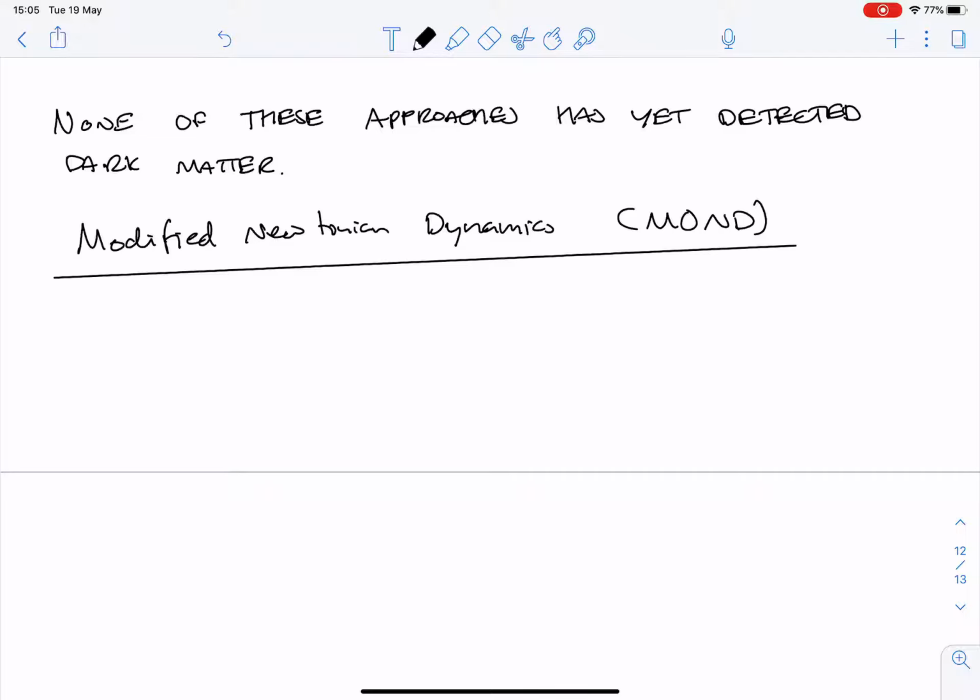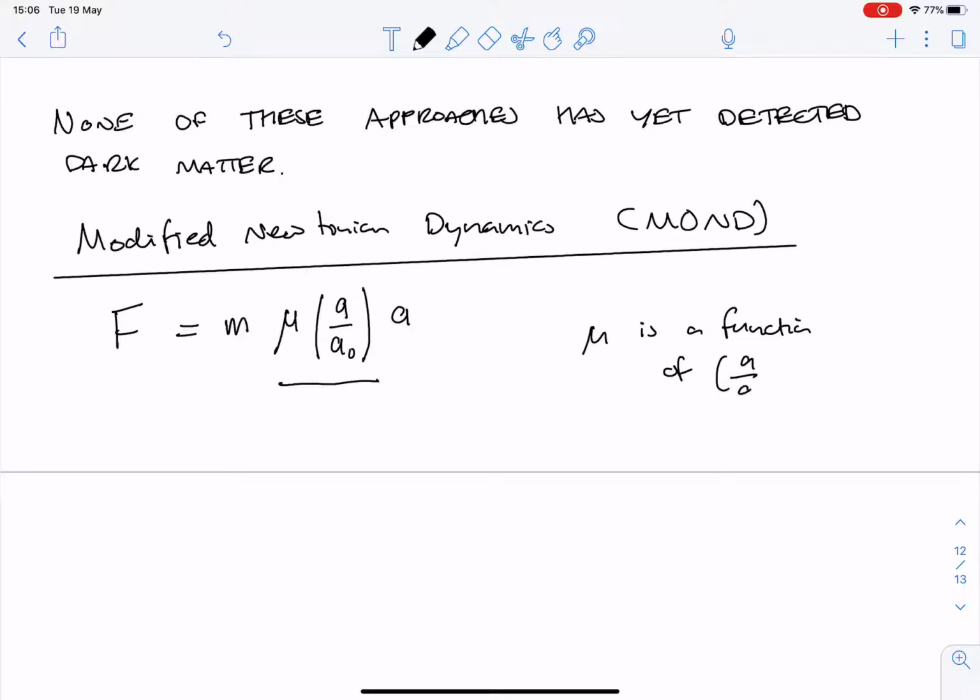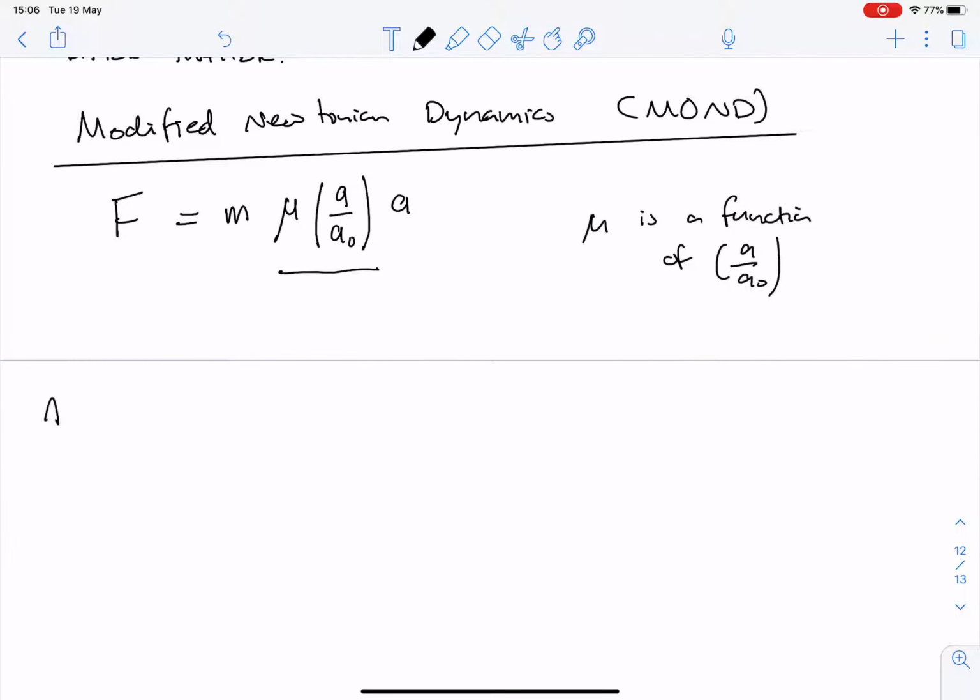And so the idea of MOND is the following. It says, I'm going to replace F equals ma with F equals m times some function mu, which is a function of a over a naught, times a. And this function mu, it's not times a over a naught, mu is a function of a over a naught. What we know is that at high accelerations, mu equals 1. So F equals ma.